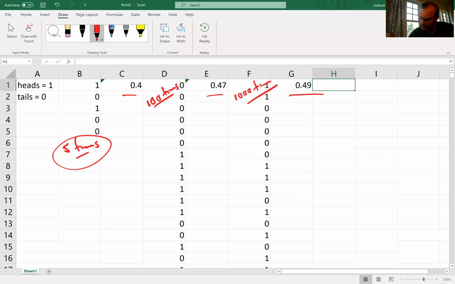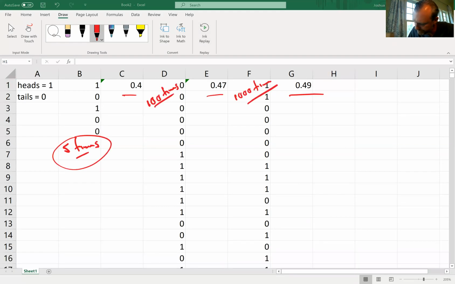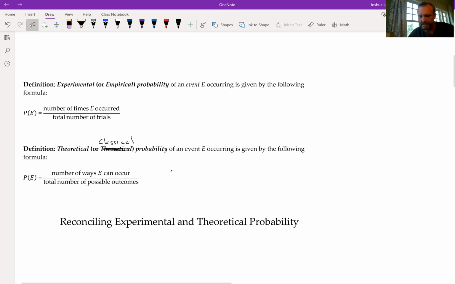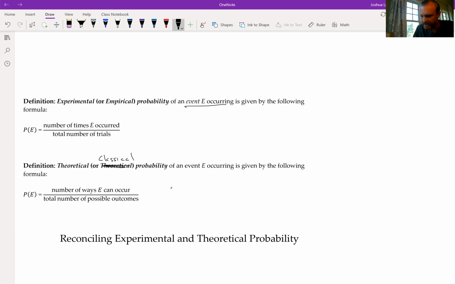Well, really, the tension is that there's 2 notions of probability. The first one is what's known as experimental or empirical probability, right? Empiricism, what can we observe? So the probability of an event E occurring says, let's just count the number of times E occurred divided by the total number of times we played the game. So if I tossed a coin 15 times, that's my denominator. How many times I got heads, that's my numerator.